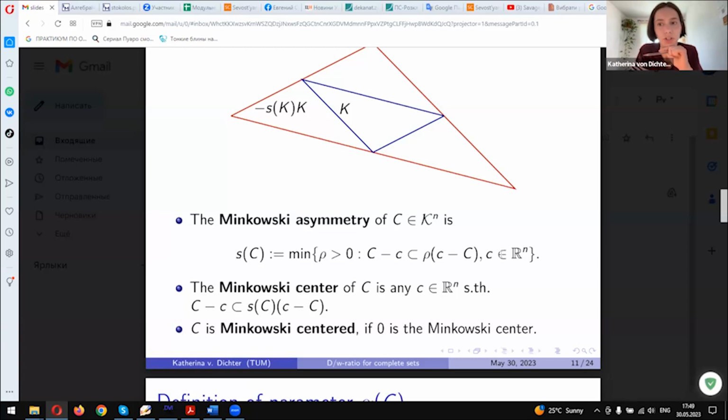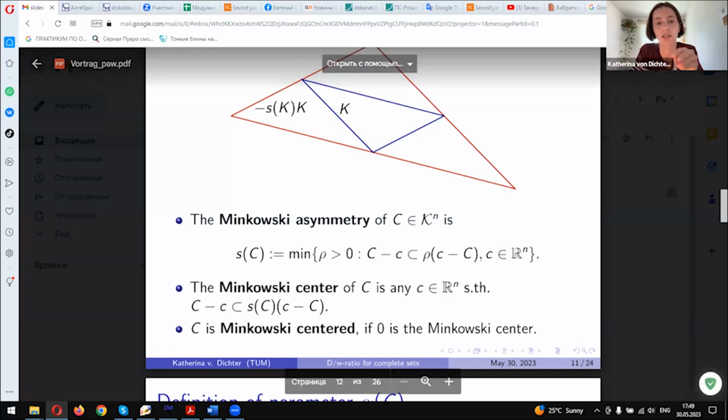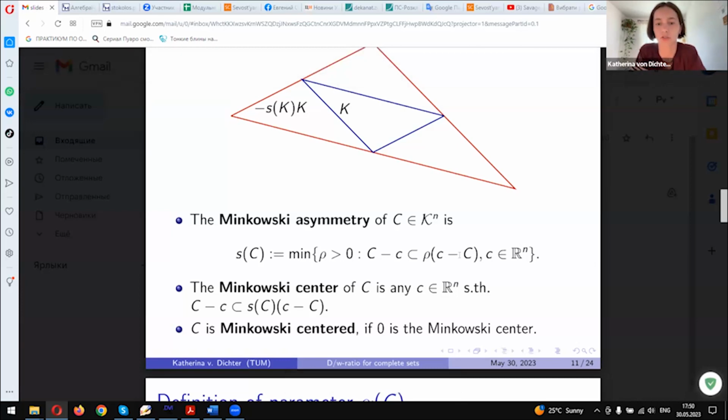What is interesting about the functional is that it can get values only between 1 and n, where n is the dimension of the space. It is 1 if and only if K is symmetric, meaning K is equal to minus K, and the maximum value, S equal to n, is obtained if and only if your set is a simplex. We also take the center of the set to be the Minkowski center, which is the translation needed to get into the definition of the Minkowski symmetry.